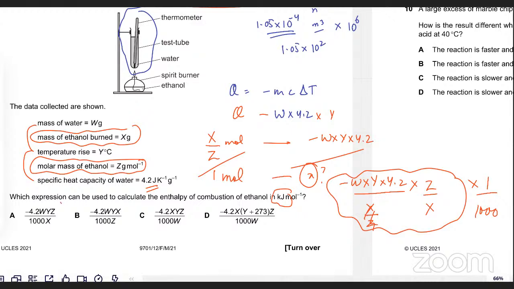So I think it's going to be A. I mean, that's the expression that we are getting. It's 4.2 wyz divided by 1000x. So that's where the 1000 is coming in from.